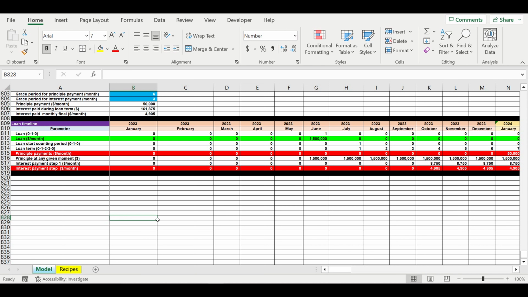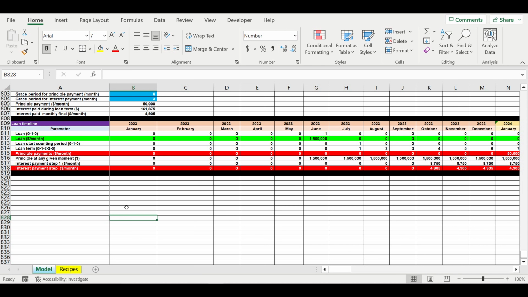Today we will continue building the financial model for a bakery. So we continue talking about small business ideas. And today we have a very interesting and very important topic. We are building the cash flow.